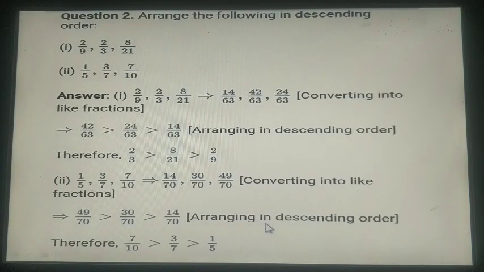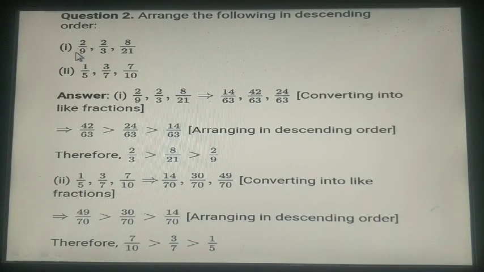Next is question number 2. Here it says that you have to arrange the given fractions into the descending form. We have done this in your earlier videos, I guess in the second video of this chapter. Here you need to know that you just have to first of all convert all these denominators into a similar, same denominator, that you can do very well by finding out the LCM.